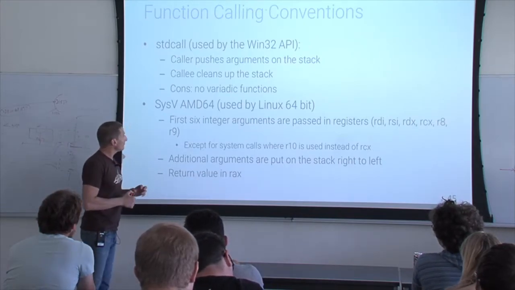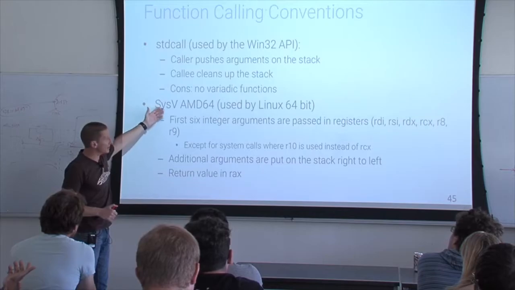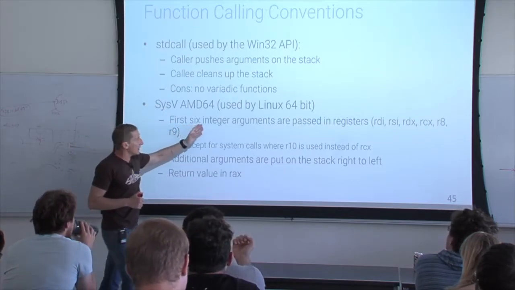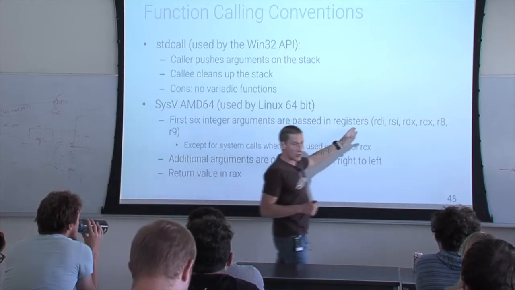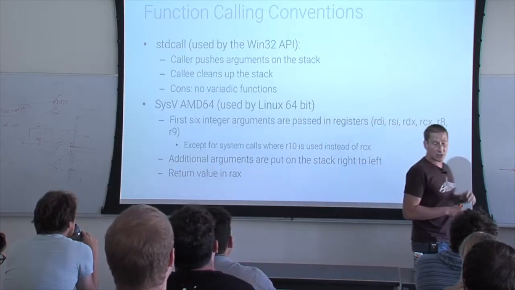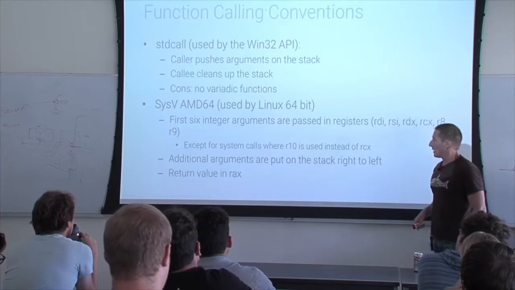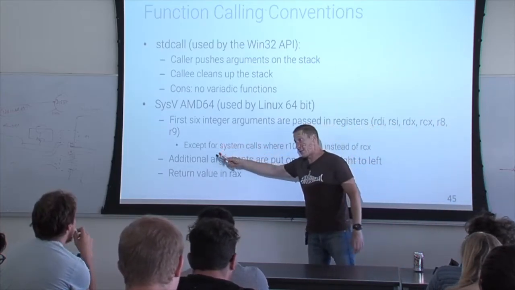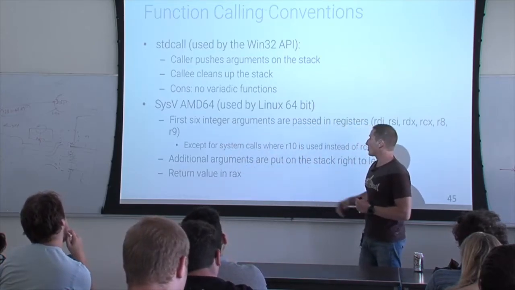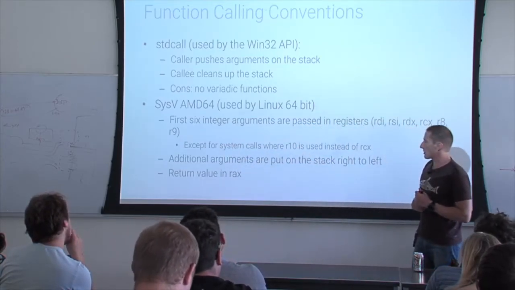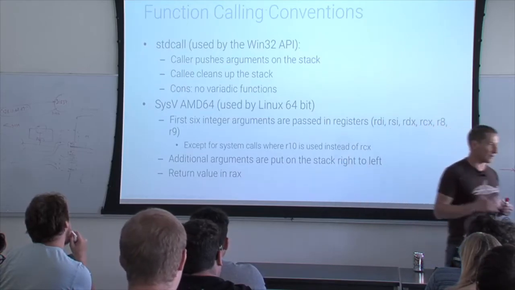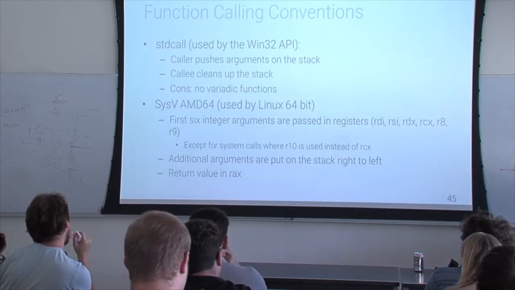And then there is the calling convention that we will see in Linux 64-bit, where the first 6 integer arguments are passed in registers, RDI, RSI, and so forth, except for system calls, which are specific, where R10 is used instead of RCX. And then additional arguments are put on the stack right to left, and the result is in RAX.